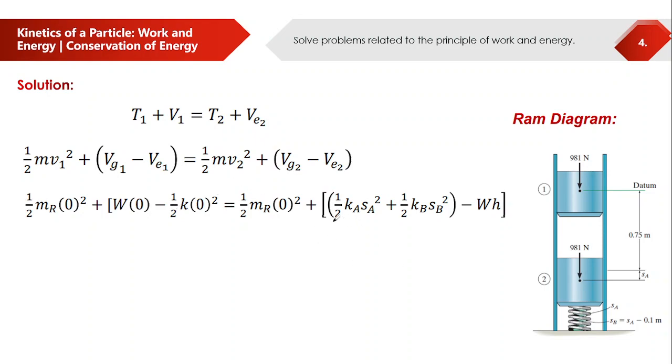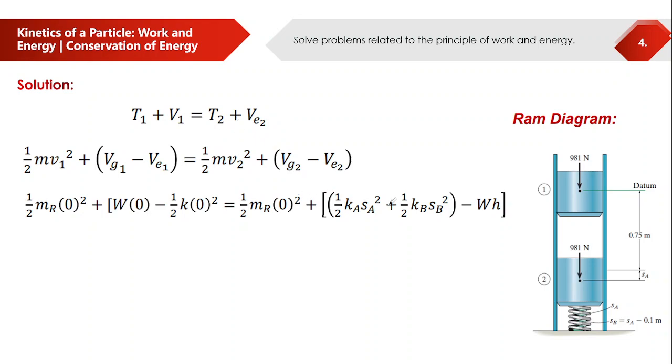Now for the final kinetic energy in the final position, we consider that the ram has stopped moving, to stop the downward movement of the ram. So the velocity for the final position of the ram is 0 because it stopped.